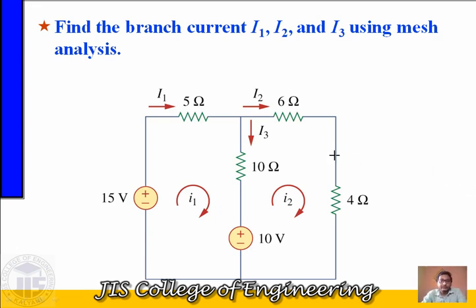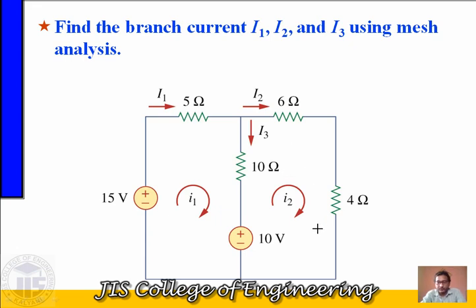For this first problem, first we have to consider how many meshes there are. We can consider a mesh for this path, which contains the 15 volt source, 5 ohm resistance, 10 ohm resistance, and then the 10 volt source. We are considering this as one mesh, but only these elements are covered, and the remaining elements are left. So for these remaining elements, you have to consider another mesh.